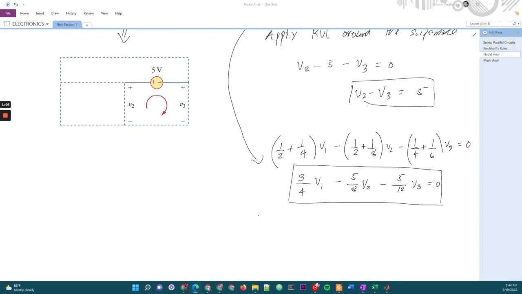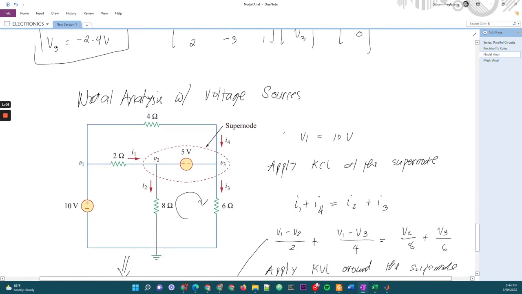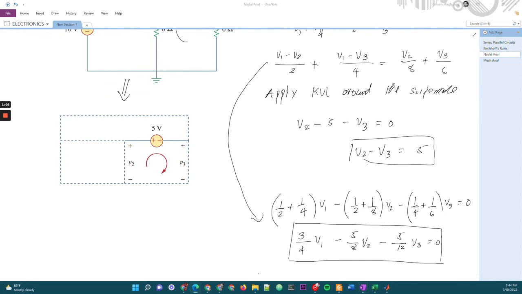So for this case, we considered a supernode because we have nodal analysis with voltage sources. Okay? In this case, this is your supernode. Okay, so that's it for this particular portion.